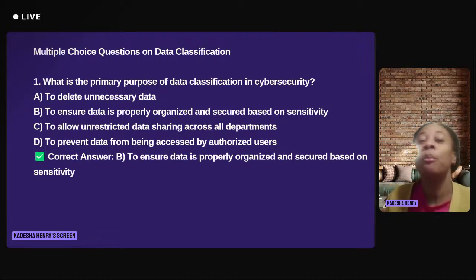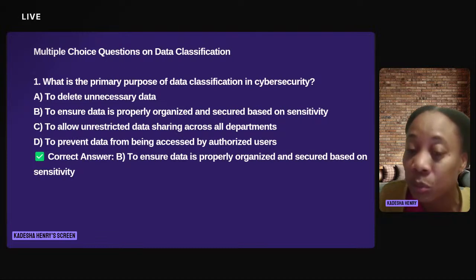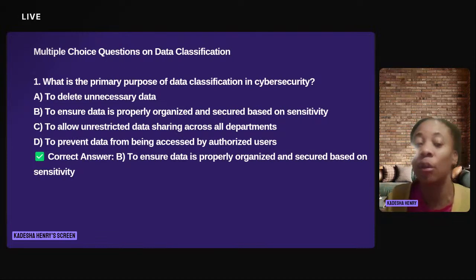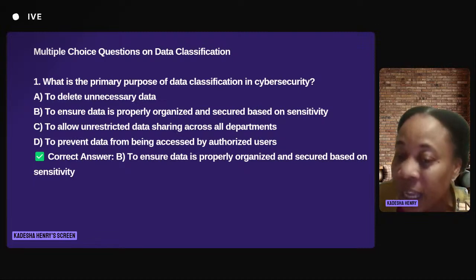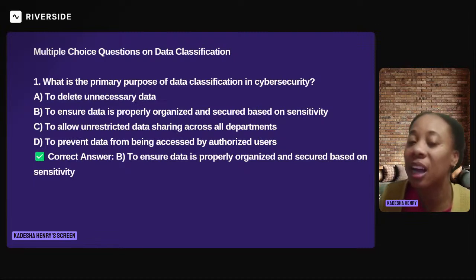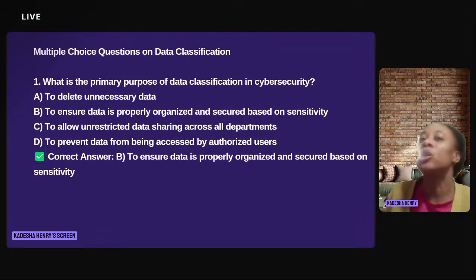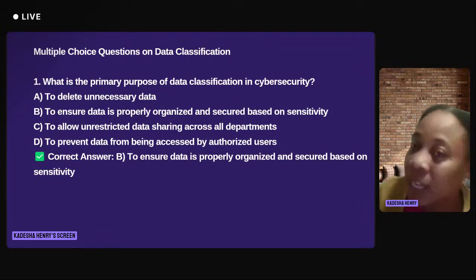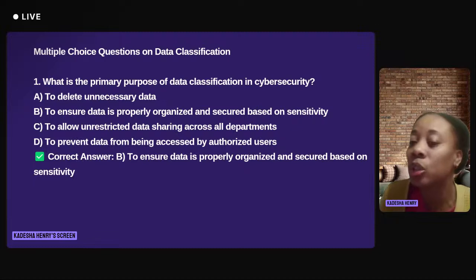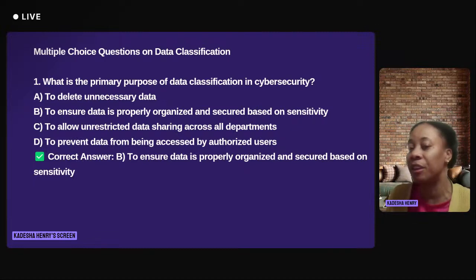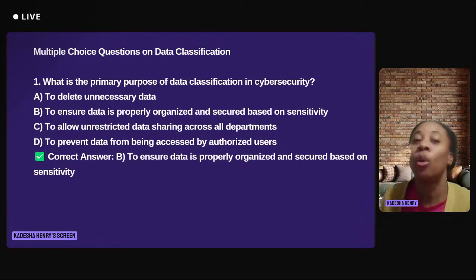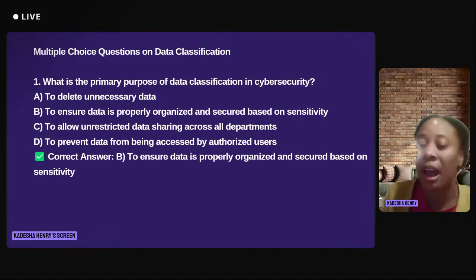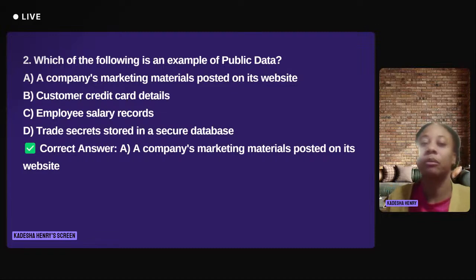So the main reason behind data classification is to ensure that the data is properly organized and secure based on their sensitivity. Data must be organized and it must be secure based on their sensitivity. And we talk about that data can be internal, public, it can also be highly sensitive and confidential. Based on the sensitivity of the information within the organization, you have to secure them, right?